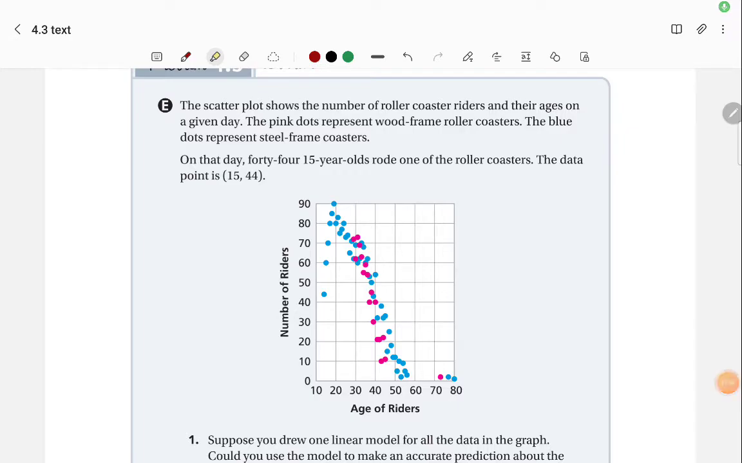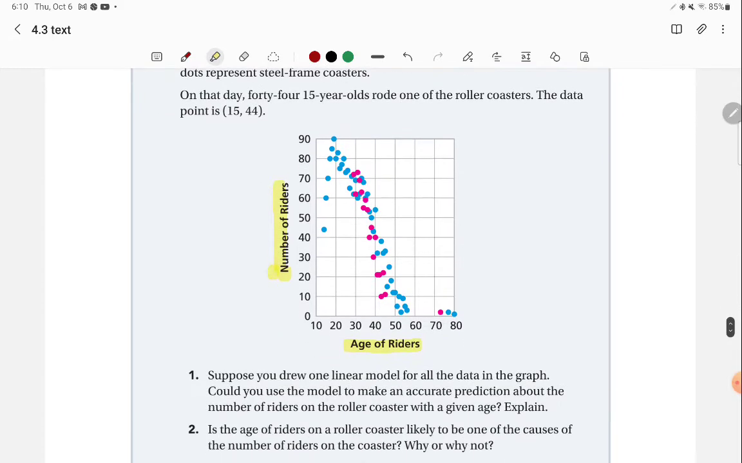All right, so let's do another one. Different data points that we're comparing. So we have the scatter plot, and it shows roller coaster ride. You're comparing the age of the rider to the number of those riders at that given age. In the first question, it says, suppose you drew a linear model. So again, we're answering the same similar questions.